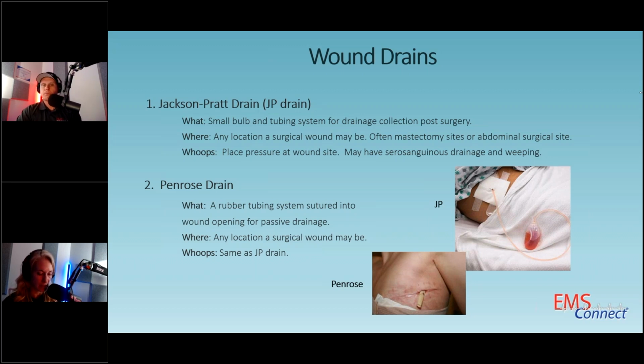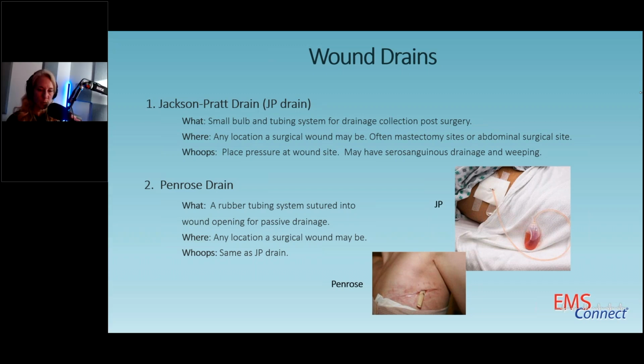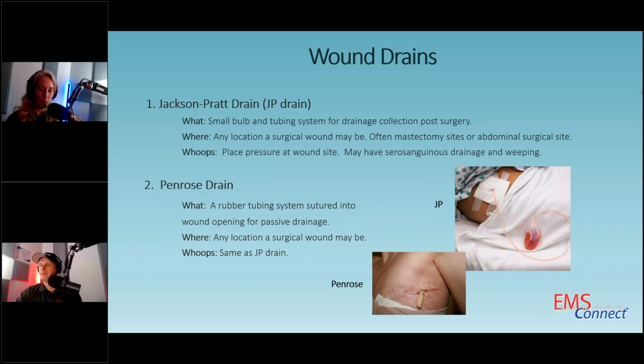It may be that the drainage now is coming out just of the actual wound site where the tubing was. It may just be weeping out of the actual hole that no longer has the tubing in place. And that's okay. Just address it with a dressing, and that is just fine.